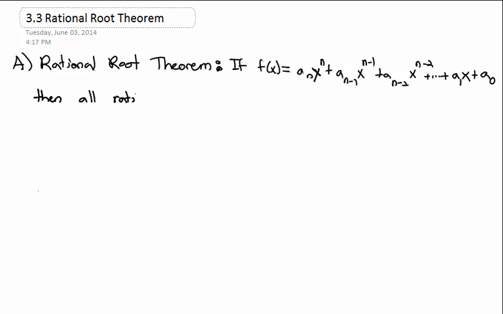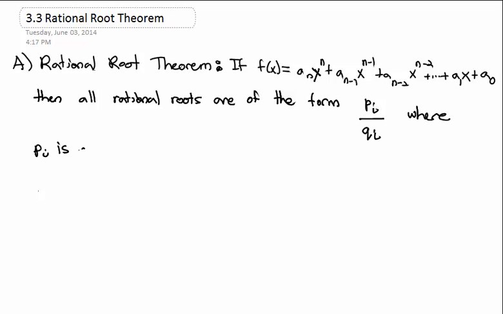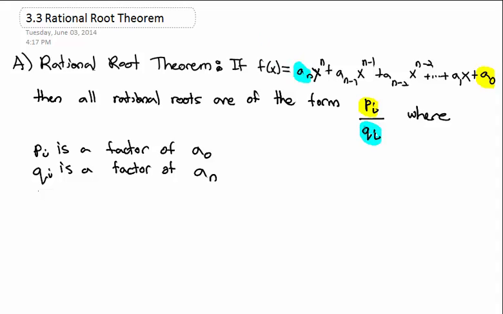Then all rational roots are of the form p sub i divided by q sub i, where p sub i is a factor of a sub 0, and q sub i is a factor of a sub n. In other words, all the factors of the last term should be considered for the numerator, and the factors of the first term, the coefficient at least, should be considered for the denominator.